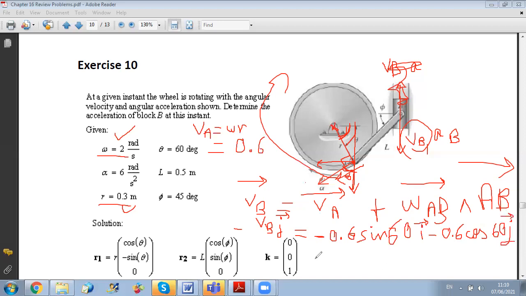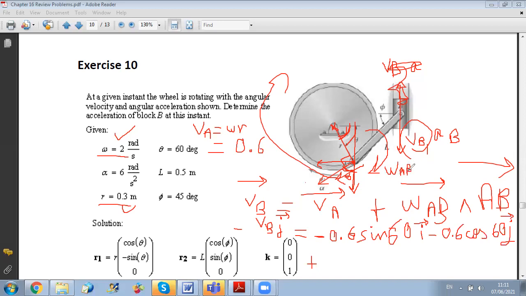Plus, now, concerning omega AB, omega AB is perpendicular to the plane. It's along k, but it can be clockwise or counterclockwise. From my figure, if I do the analysis, I can say if VB is going down and A is going like this, then omega is clockwise. So I will put omega clockwise.